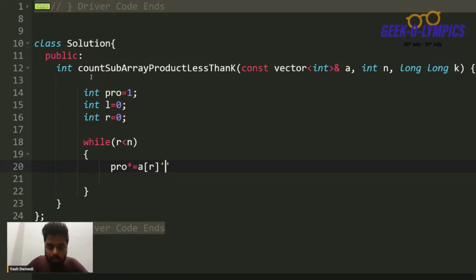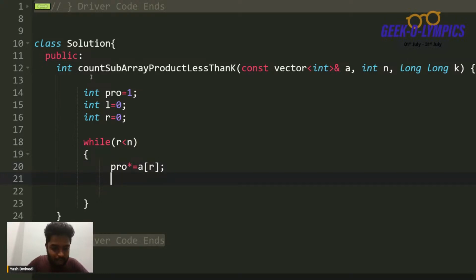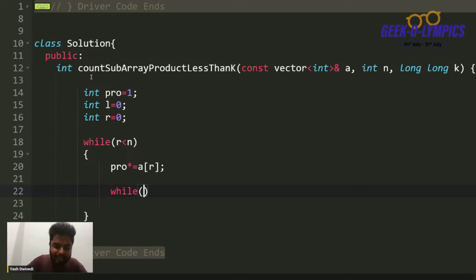So first of all, we'll multiply the R value inside the product. And just after doing this, we will check that while L is less than n, and at the same time the product is greater than or equal to k. I can write this as L is less than R. That would be better, because they should not cross each other. Are you getting it? L and R should never cross each other, no? Because L is the left pointer and R is the right pointer. So L can be less than or equal to R, you can say, right? This is one point. Is this idea clear to everybody or not? L should be less than or equal to R only.